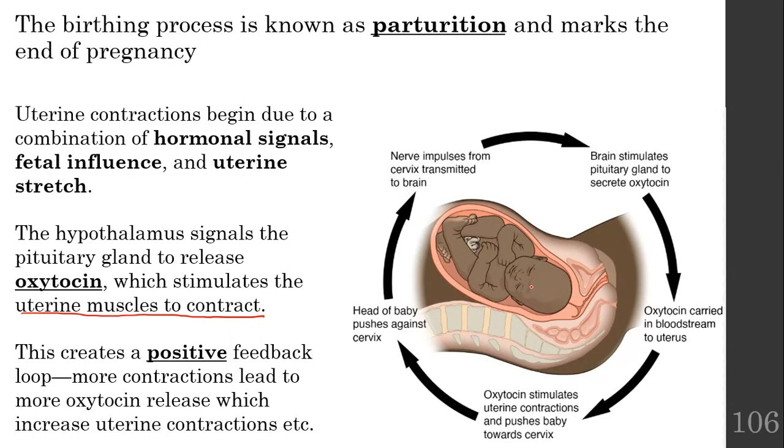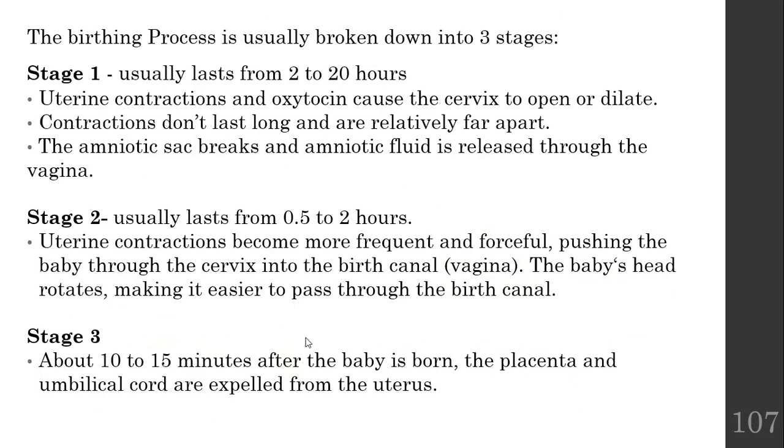The more contractions, the more oxytocin, which makes more contractions, more oxytocin. Remember, from our discussion of the endocrine system, we call this positive feedback. More contractions equals more oxytocin, which equals more contractions. As the contractions become more numerous, they become closer together, they become more vigorous. At the same time, the cervix is dilating, meaning the opening of the cervix is becoming larger and larger, and this is what we call labor.